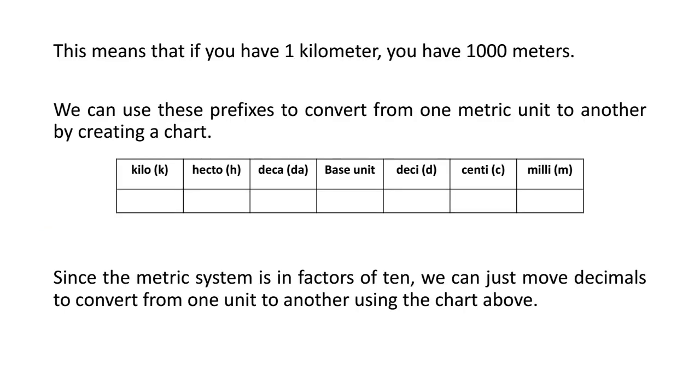Okay, so this means that if you have 1 kilometer, you have 1,000 meters, because 1 kilometer is 1,000 times bigger than 1 meter. So you would have to have 1,000 of those little meters to equal 1 kilometer. You can use these prefixes to convert from one metric unit to another by creating a chart.